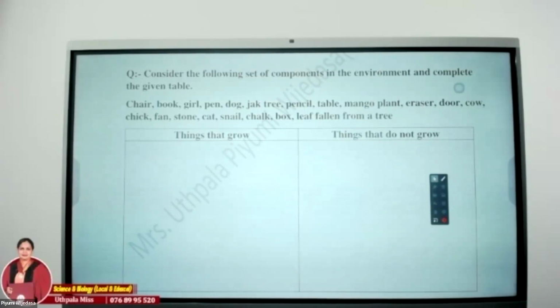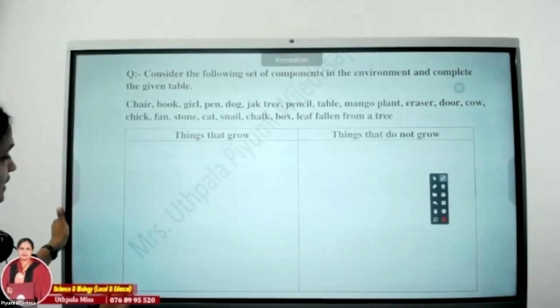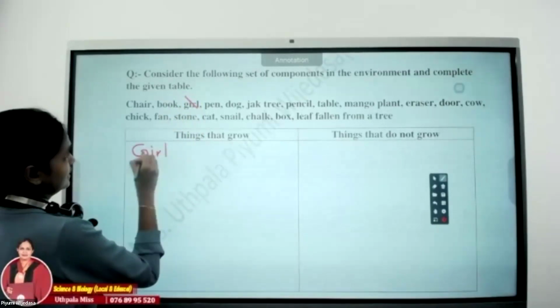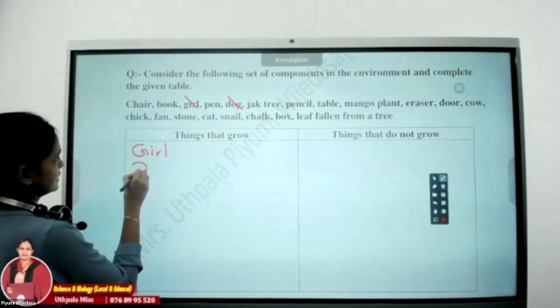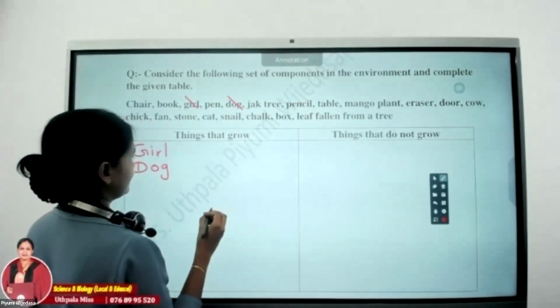Okay, then shall we check? Now, let's see. I need your help. Things that grow, what should I mention? Girl, dog. Can we correct with the red pen? Use a pencil to correct your answers. Okay, teacher. What next?